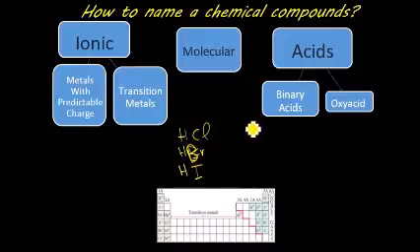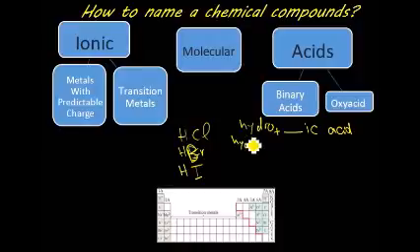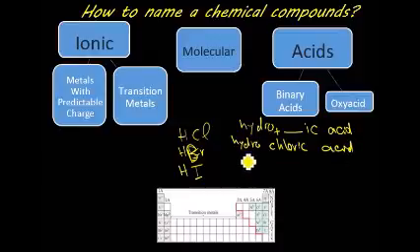How can we do that? It's hydro, followed by the name of the nonmetal, with the ending IC, and then acid. So to name HCl, it's going to be hydrochloric acid. So we added the hydro, the IC, and acid.